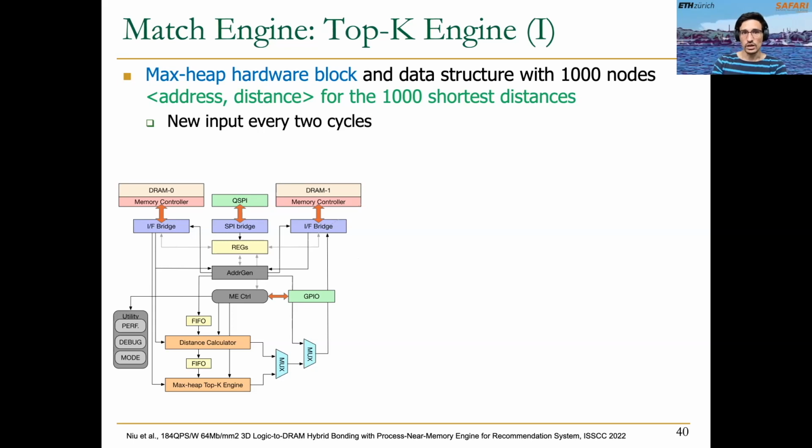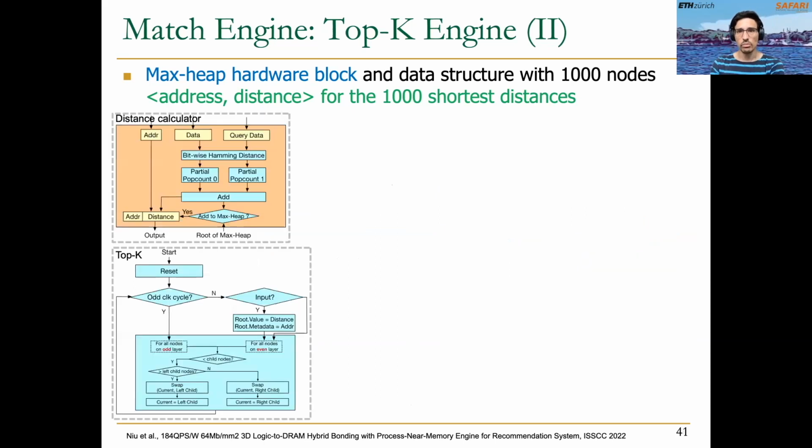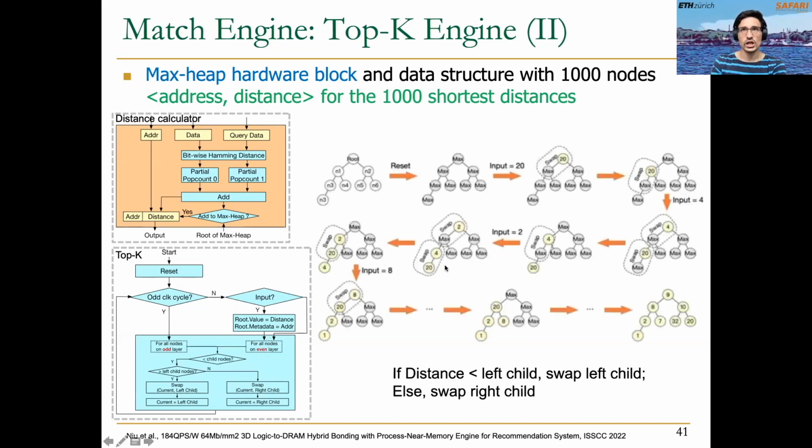And there is this top K unit. The top K engine receives a new input every 2 cycles. In the next slide, we are going to see an example of how it operates. You can imagine the data structure as a tree, as you can see here, and the way that we are going to incorporate new nodes based on their distance is by comparing the specific distance in the input to the values that we have stored in the tree, right? By following this procedure that we see here.